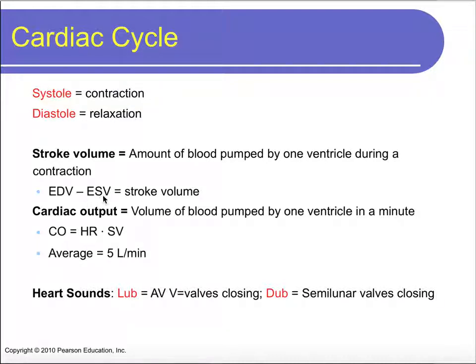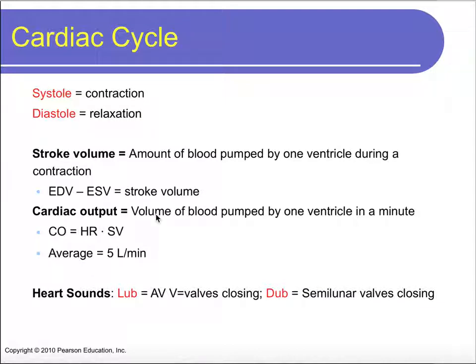End systolic volume means the volume of blood in the heart at the end of systole. So after that ventricle has contracted and pushed out blood, there's still some blood left over in the heart. That amount is your ESV. So if we want to know how much blood is getting pumped out every time your heart contracts, we can take your EDV, which is how much blood is in the heart when it's completely full, and subtract ESV, which is the amount of blood that's in the heart after it's contracted. If we subtract the two, we'll be able to find out how much blood actually went out with each contraction. That's your stroke volume.